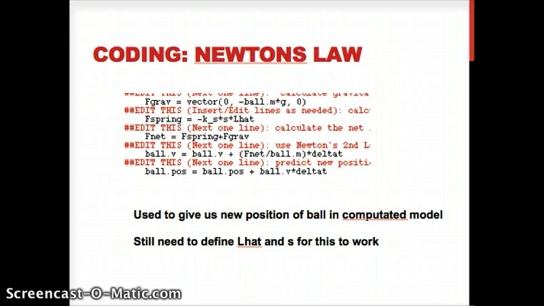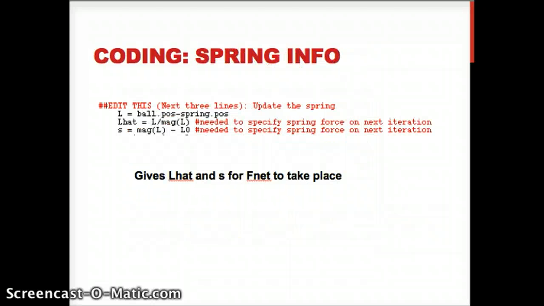Now, before we can continue with the F net, we need to define ks, s, and L hat so we can actually use these values. So for our F net to work, we calculated this spring information. L is just the stretch of the spring, so the ball position minus the spring position. L hat is the direction of the spring force, so L over the magnitude of L, and then s is just the magnitude of L minus L naught to give us the compression of the spring.